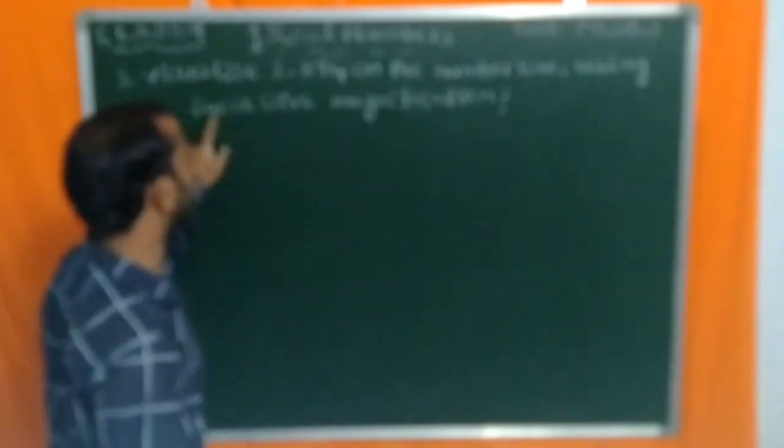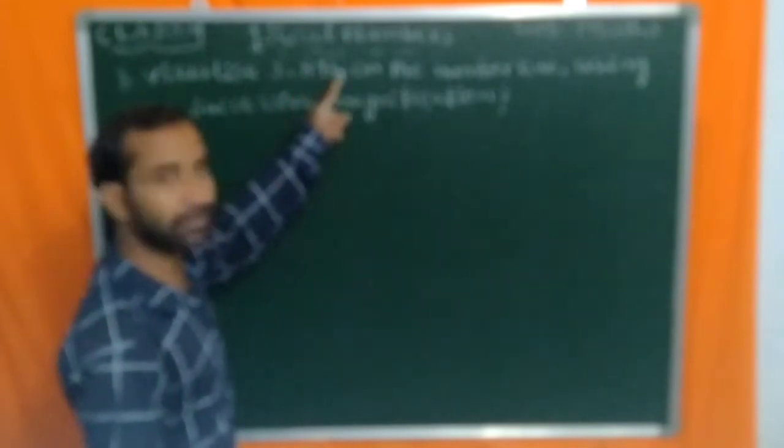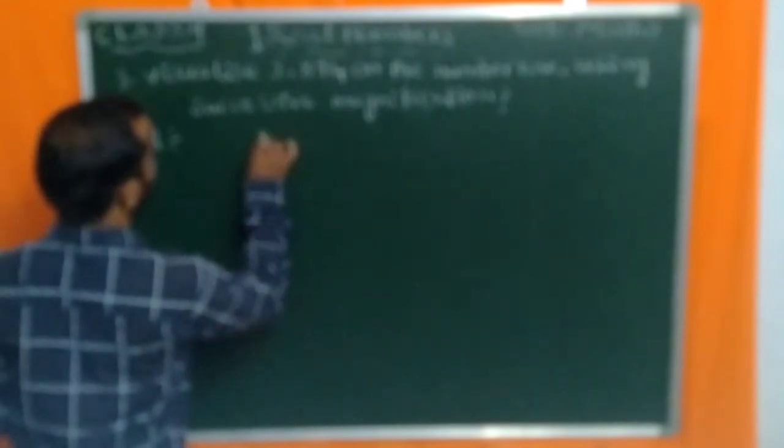Locate 2.874 on the number line using successive magnification. Here 2.874 is a terminating decimal. This lies between 2 and 3. So first of all, we can draw one number line.